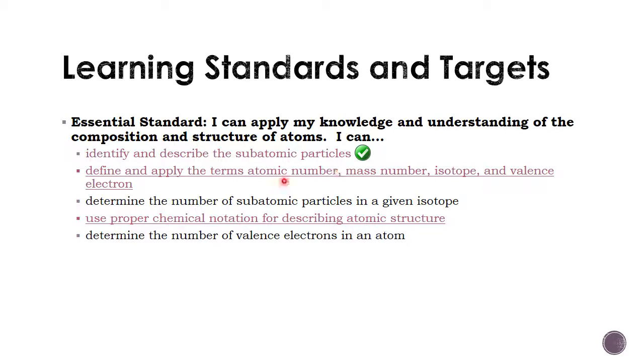In the previous video we already worked on atomic number. We will really not get to the valence electron term yet. That'll be in a future video. We're also going to work on using proper chemical notation for describing atomic structure.